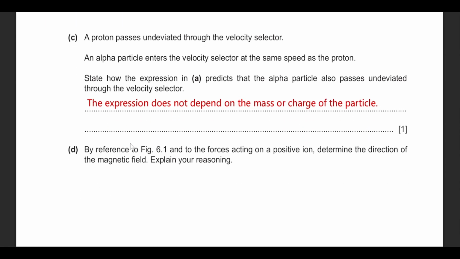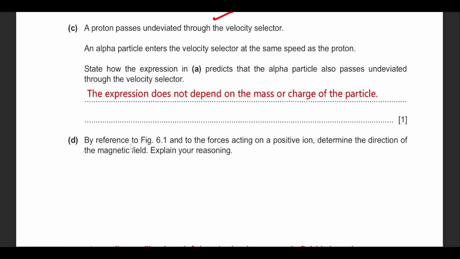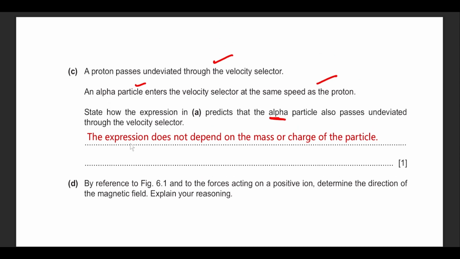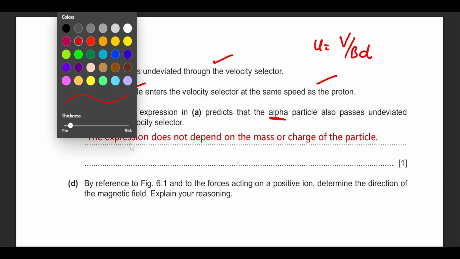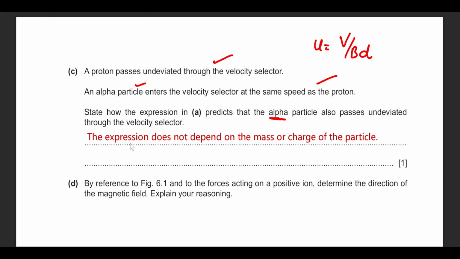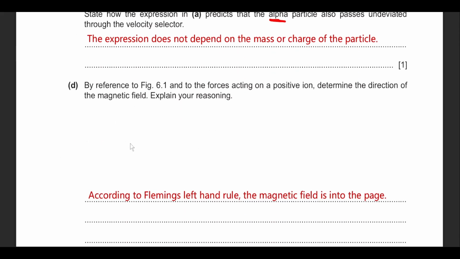Part C. He says a proton passes undeviated through the velocity selector, but an alpha particle enters at the same speed as the proton. State how expression A predicts that the alpha particle also passes undeviated. You see, the equation actually looks like this: u equals V divided by Bd. None of these variables depend on the mass or the charge of the particle being accelerated. Hence, it is independent, which means it doesn't matter. That's why the alpha particle also passes undeviated.